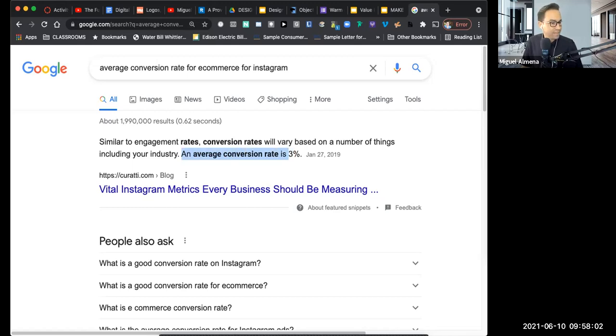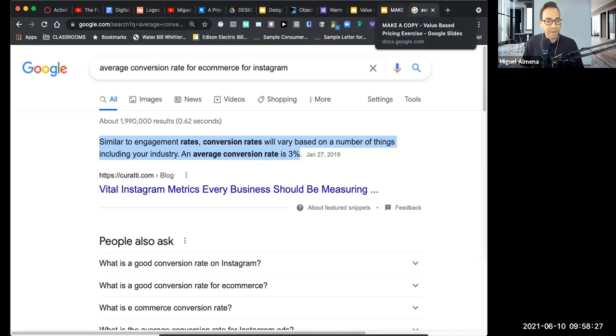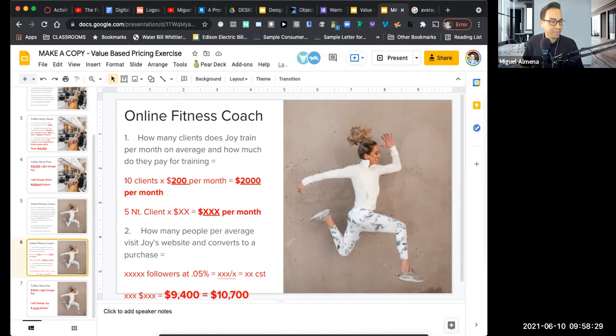Okay, similar to engagement, conversion rates will vary based on a number of things in your industry, but the average conversion overall of all the industries is 3%. That means that if you take 1,000 followers and times that by 0.03, it's 30 people. So we're going to assume that about 30 people converted.